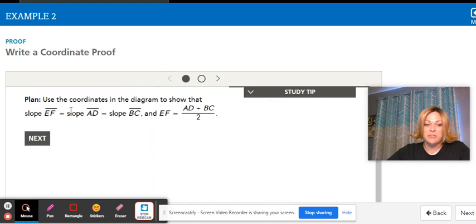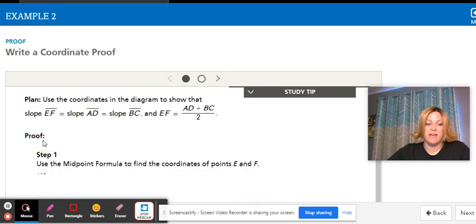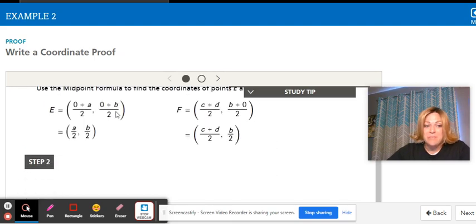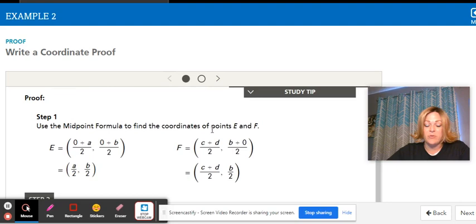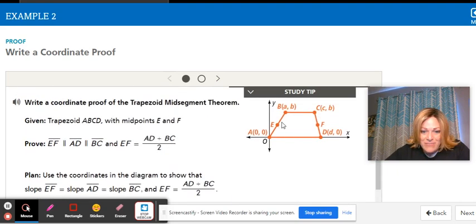So this step-by-step solution does it. It says, hey, look, the slopes are the same. And I need to do this. That's my goal. So I need to prove that. So it says, actually use the midpoint formula to find the coordinates of E and F. Because on this problem, if I go up here, it doesn't give you the coordinates. So you kind of need those first.